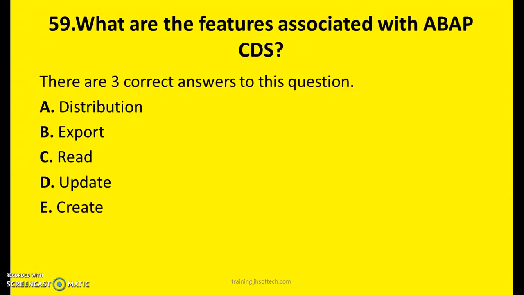59th question: what are the features associated with the SAP ABAP CDS? There are three right answers for this: A, distribution; B, export; C, read; D, update; E, create. The right answers are C, D, and E: read, update, and create.